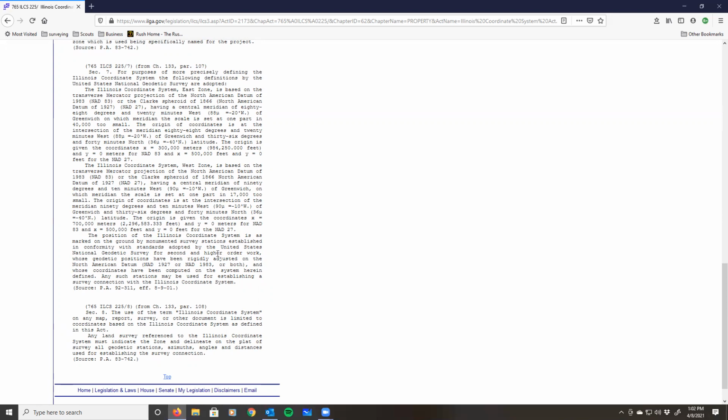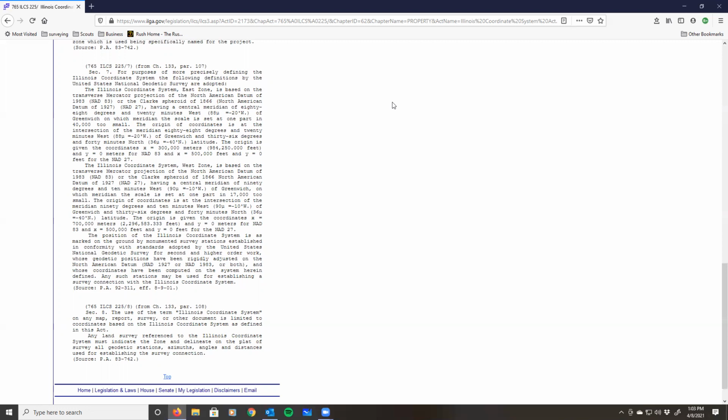The position of the Illinois coordinate system is marked on the ground by monumented survey stations established in conformity with standards adopted by NGS for second and higher order work. Such stations may be used for establishing survey connection with the Illinois coordinate system. So this basically is saying that this is controlled by NGS, but this is what it's defined as.